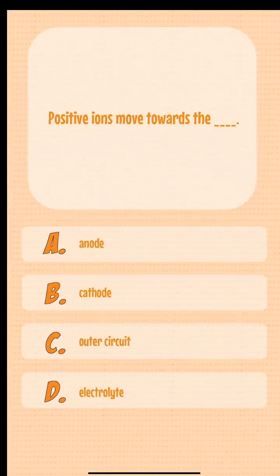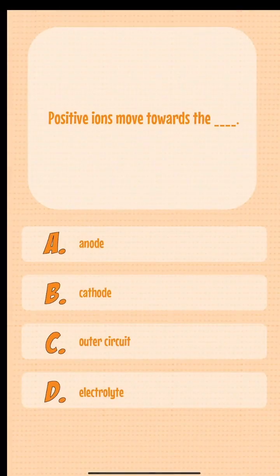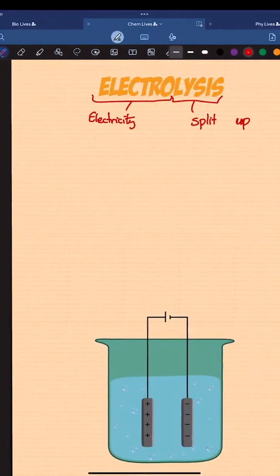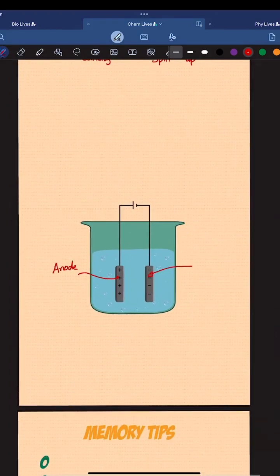Next up, positive ions move towards the what? So this is where we need to think about the different types of electrodes you can have. What's the difference between the anode and the cathode? Let's look at our notes here. So we've got two electrodes. These are both called electrodes, and you can have a positive electrode, which is called the anode, and the negative electrode is called the cathode.